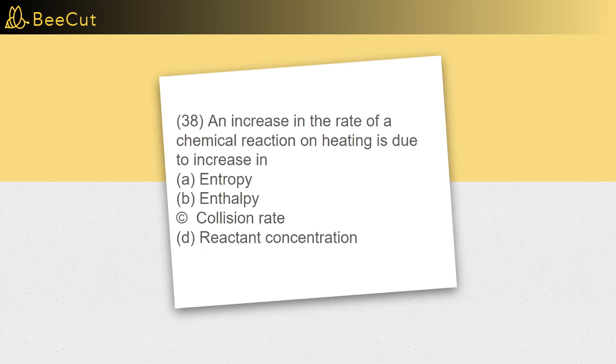Number 38. An increase in the rate of chemical reaction on heating is due to increase in the what? A, entropy; B, enthalpy; C, collision rate; D, reactant concentration. An increase in the rate of chemical reaction on heating is due to increase in the collision rate, which is C. The more the collision, the more the reaction occurs.